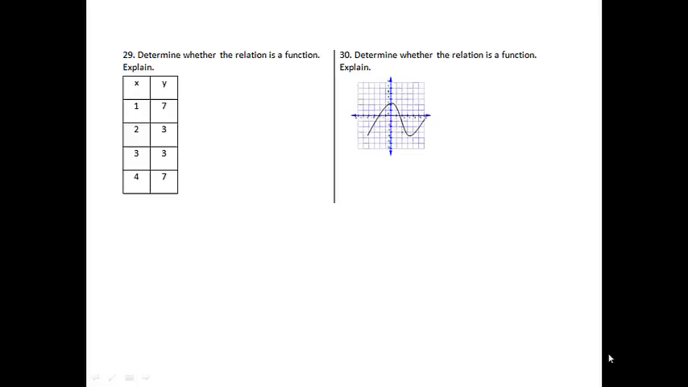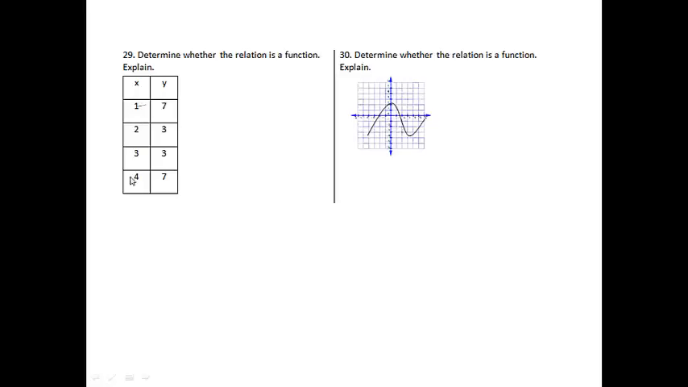Determine whether the relation is a function and then explain. So if I look at the input of 1 goes with the output of 7, an input of 2 goes with an output of 3, an input of 3 goes with an output of 3, and an input of 4 goes with an output of 7. I would say all the inputs have exactly one output.